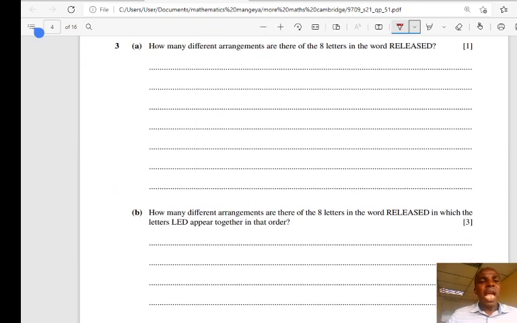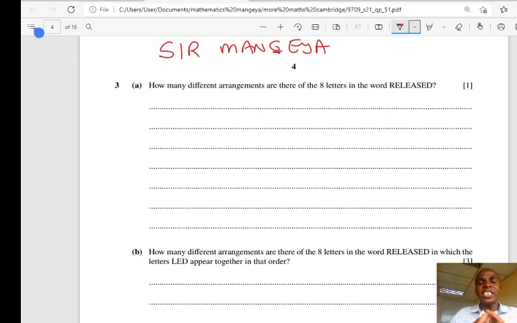Question number 3. How many different arrangements are there of the 8 letters of the word RELEASED? Arrangements, in this case, there is no restriction, right? So you just work without restriction. You just count the number of letters here. 1, starting from R, then 2, 3, 4, 5, 6, 7, 8. So there are 8 letters. You write 8 factorial over the repeated letters.